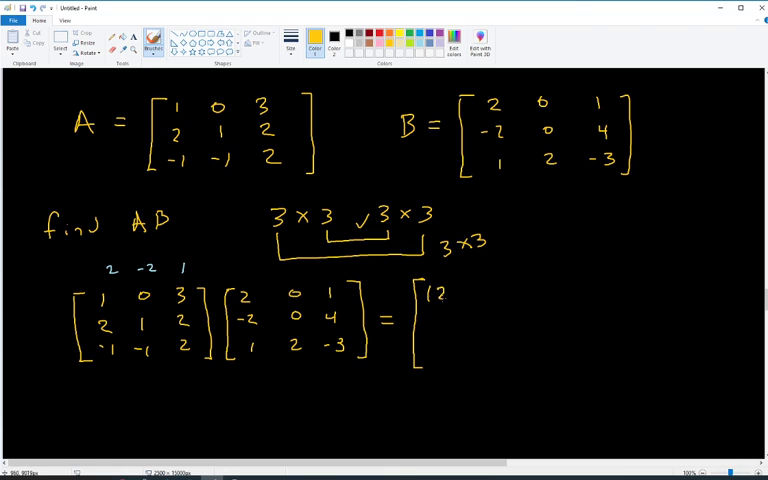2 times 1 is 2. Negative 2 times 0 is 0. 1 times 3 is 3. So now we're going to hit the middles. 2 times 2 is 4. Negative 2 times 1 is negative 2. 1 times 2 is positive 2. Hit the bottom entries. 2 times negative 1 is negative 2. Negative 2 times negative 1 is positive 2. 1 times 2 is 2.